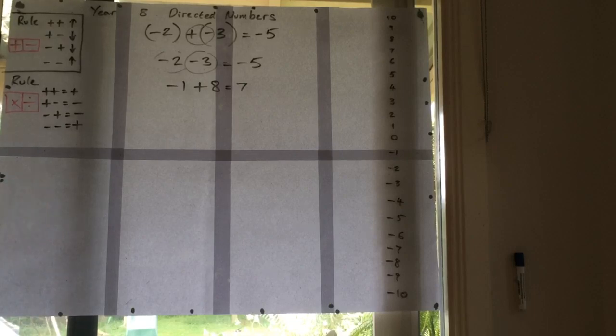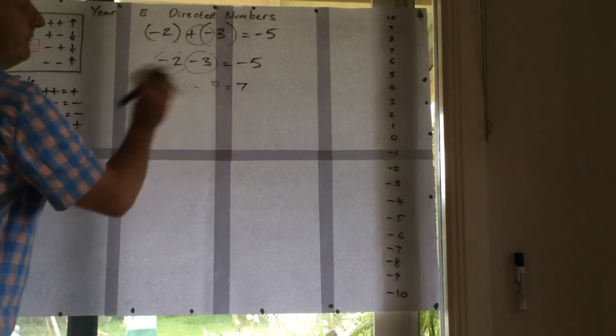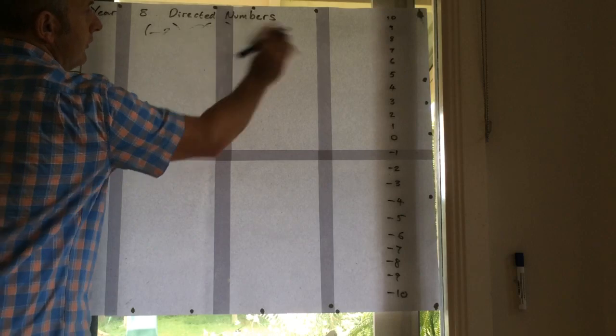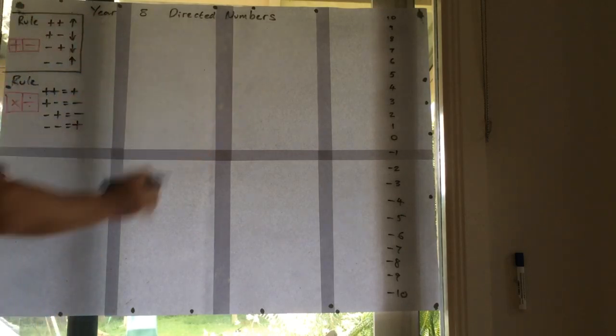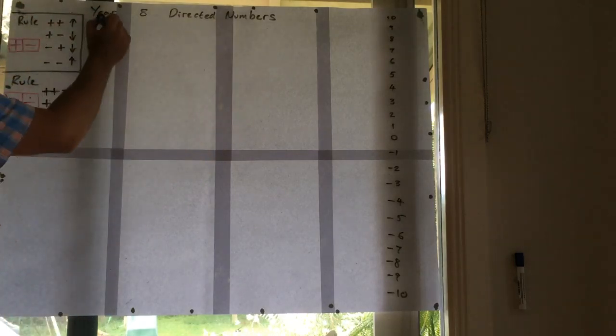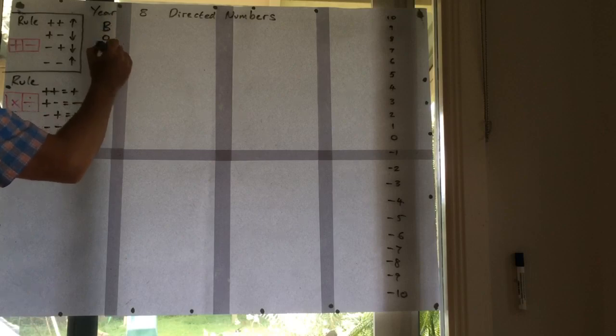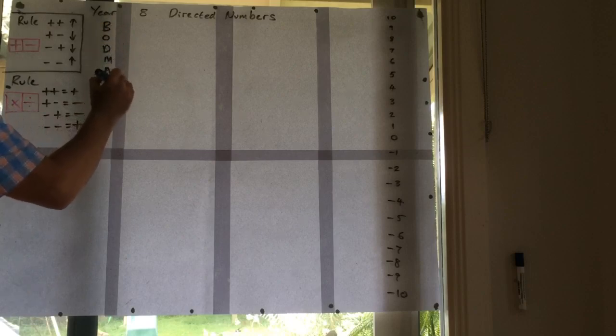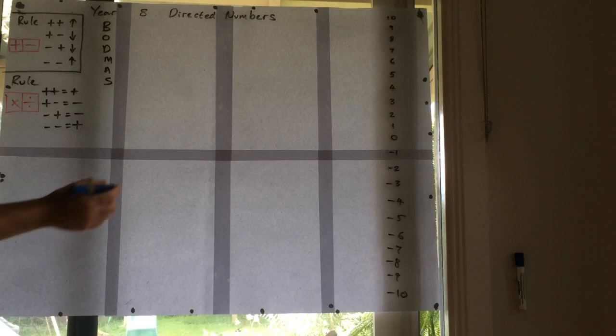All right, so what else can we do with directed numbers? Well, we can use a little bit of BODMAS with directed numbers. Okay, so I'm going to write that down, BODMAS. So, let's just say, for example, we got this.